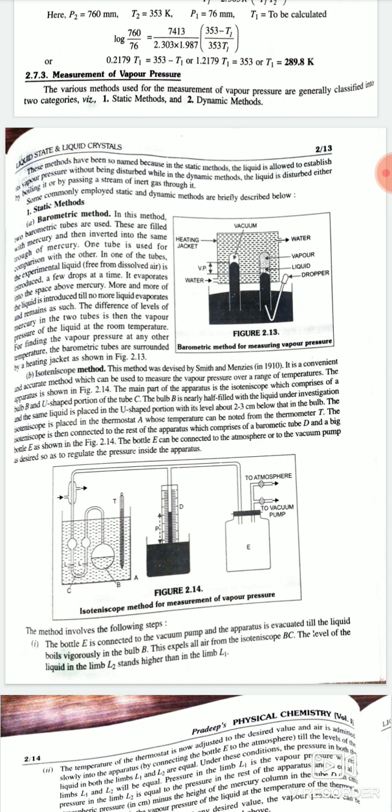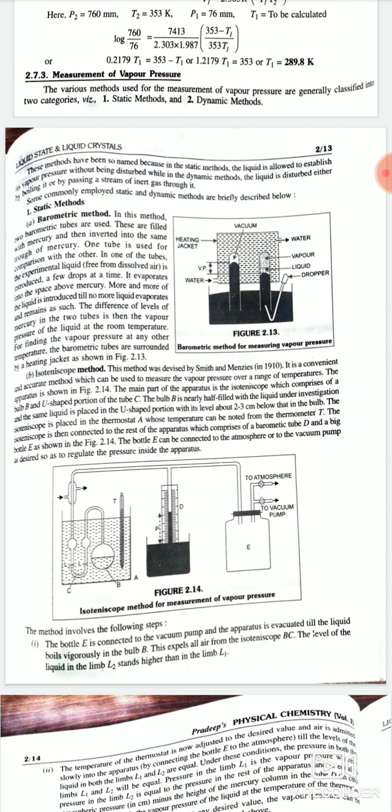The isoteniscope is placed in the thermostat A, whose temperature can be noted from the thermometer T. The isoteniscope is then connected to the rest of the apparatus, which comprises a barometric tube D and a big bottle E. The bottle E can be connected to the atmosphere or to the vacuum pump as desired to regulate the pressure inside the apparatus.